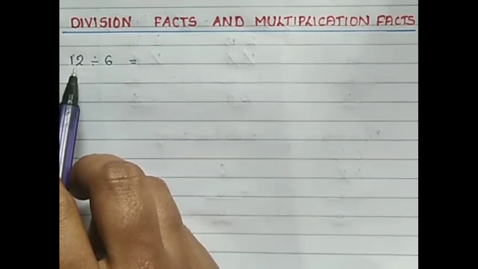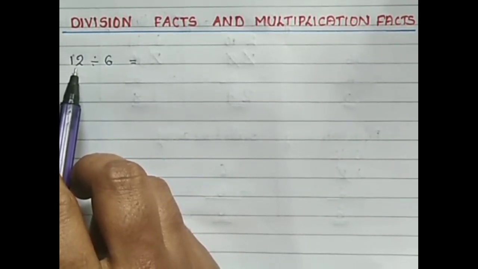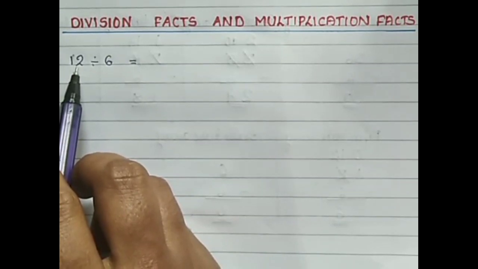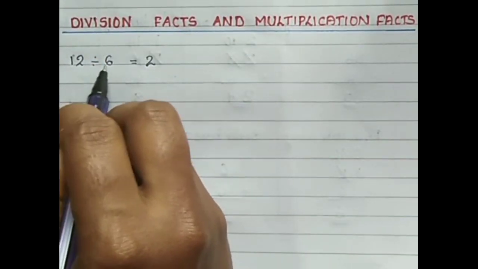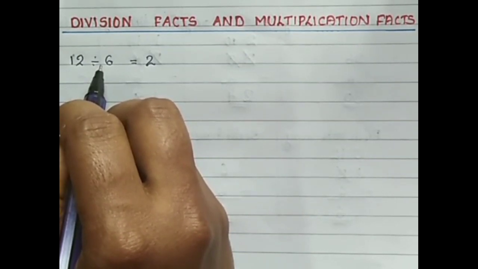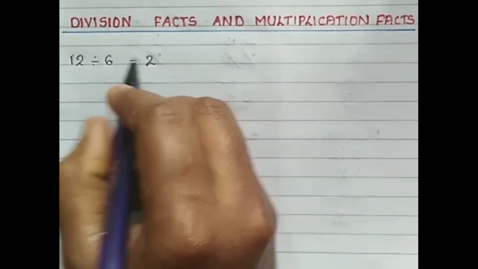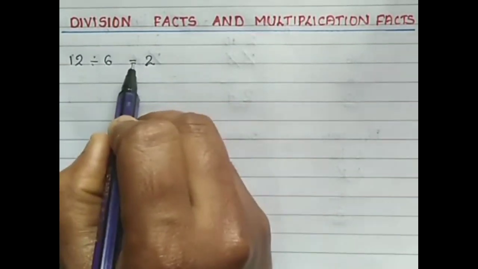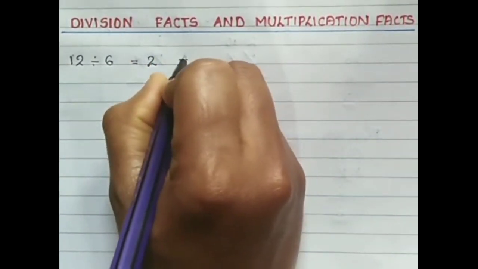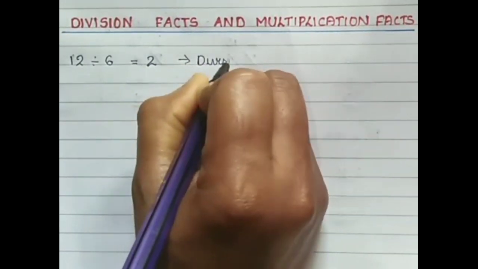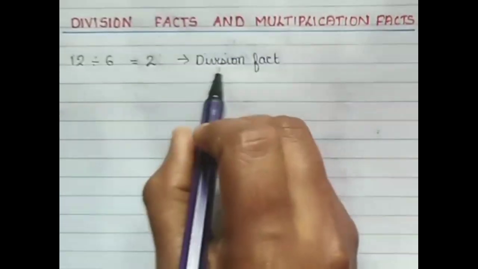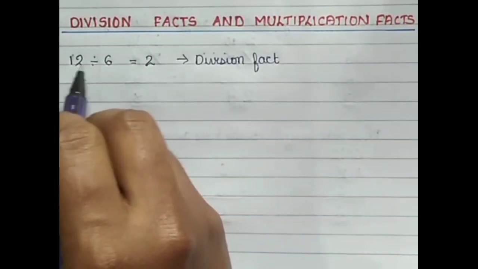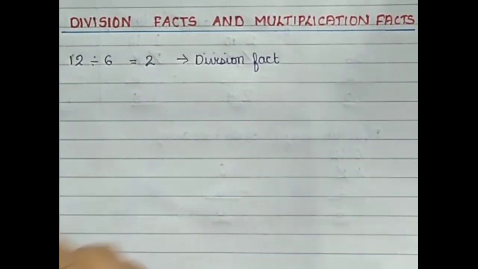Children, just before, we learned how to divide on the number line. When we divided the number 12 by 6 on the number line, we got the answer 2. So, when we divide the number 12 by 6, we get the answer 2. That is, 12 divided by 6 equal to 2 is called a division fact. This is the division fact. Children, keep in mind that for every division fact, there will be 2 multiplication facts.